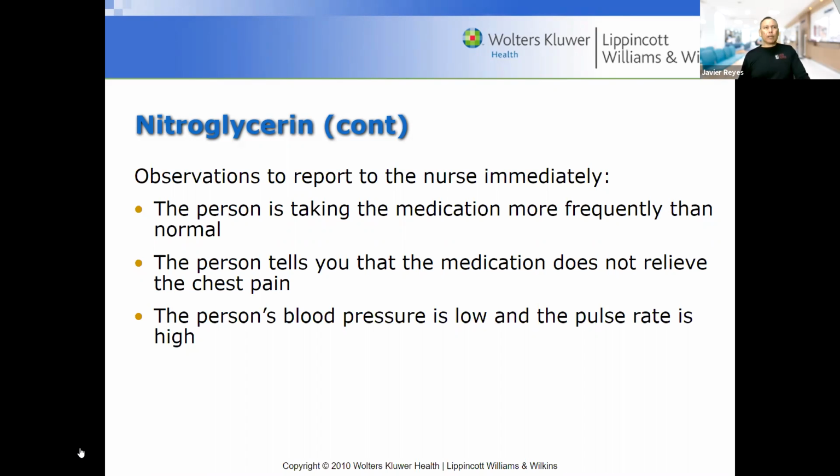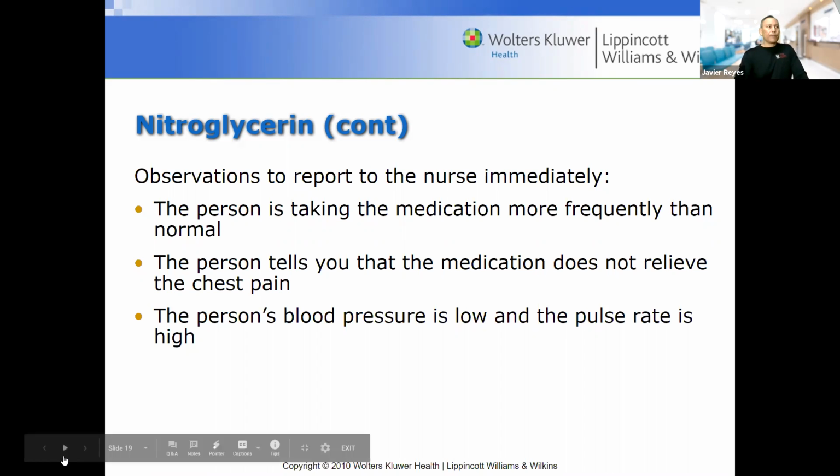If the patient tells you that the medication does not relieve the symptoms, they may actually be having a heart attack. The blood pressure again goes too low, the pulse rate is high. Usually when the blood pressure drops, the heart rate goes faster. The heart tries to compensate for the low blood pressure. They try to beat faster.